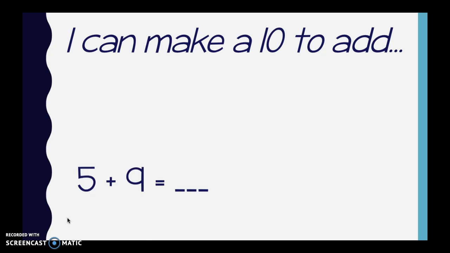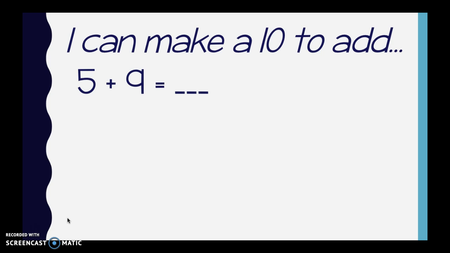Let's look at that same problem, but this time let's make a 10. If I have 5 plus 9, I see that 9 is very close to being a 10. So I'm going to try to add to that 9 in order to make it a 10. Friend, what would you want to add to that 9? 9 plus how many equals 10? Go ahead and tell me. That's right, 1. Good job.